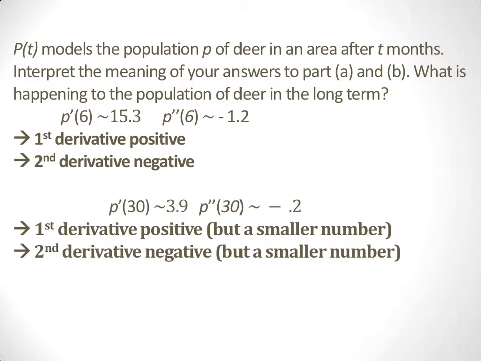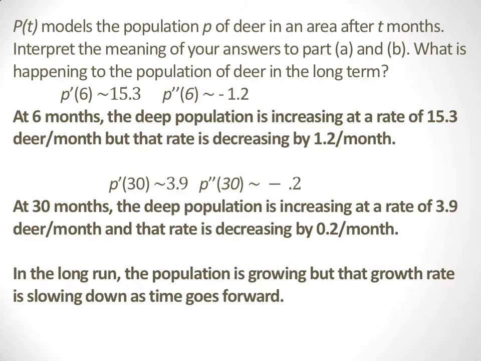Let's put that into words. So at 6 months, the deer population is increasing at a rate of 15.3 deer per month, but that rate is decreasing by 1.2. And at 30 months, the deer population is increasing at a rate of 3.9 deer per month, and that rate is decreasing by 0.2 per month.